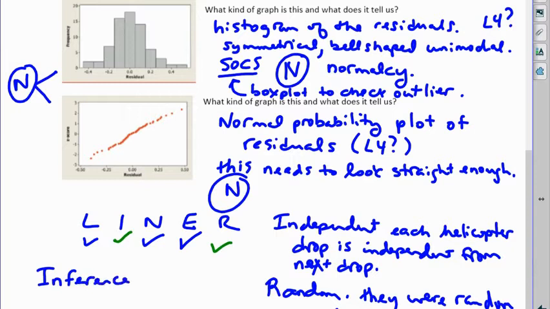But which kind are we going to do? Using t will be appropriate. And I mean, are we going to do an interval? Are we going to do a test? Well, let's continue and see.